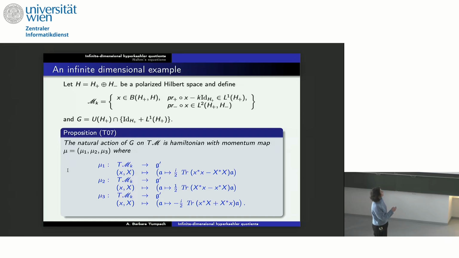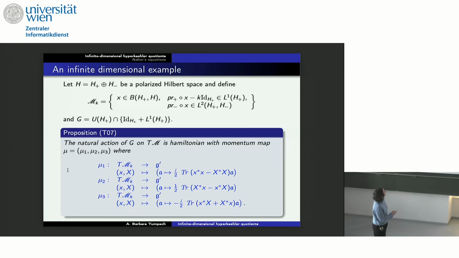And the group here is a group of unitary operators which differs from the identity by a trace class operator. So these are Banach spaces. Here's a Banach Lie group, and this is an affine Banach space. This Banach Lie group acts naturally on this affine space, and there is a Hamiltonian moment map. The action is Hamiltonian, and here you can write explicitly what the moment map is.